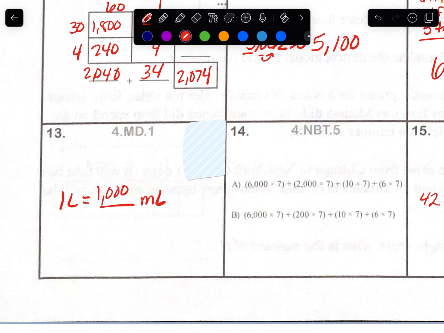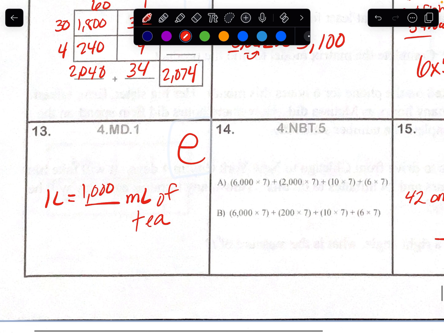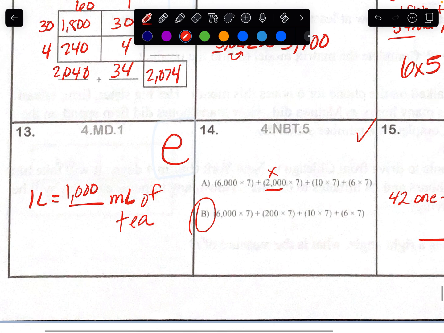All right, number 13. 1 liter is 1,000 milliliters. Another secret letter, E. Number 14 was looking for the distributive property of 6,216. And B is your only option there. A went wrong in the thousands place.